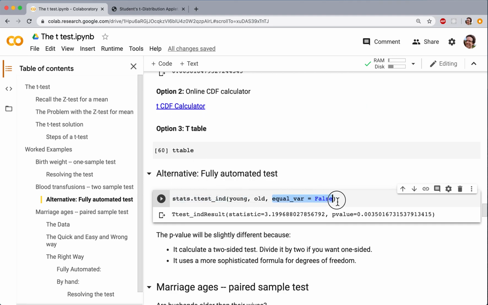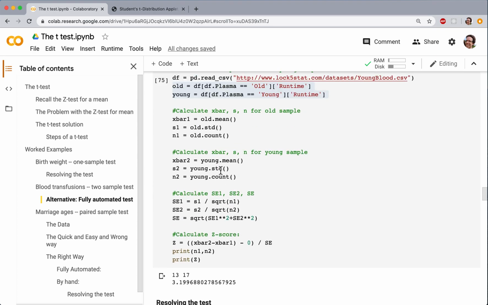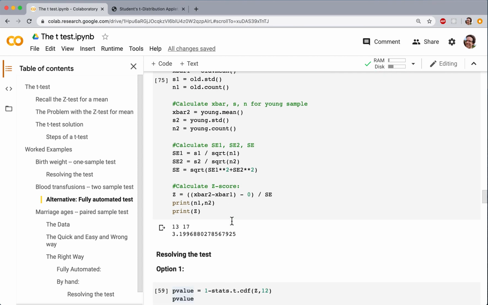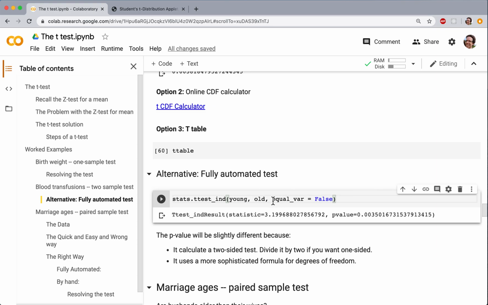And I'm going to throw in this little option here, equal variance false. Basically what I'm saying here is I don't want the computer to assume that the standard deviation among the old mice and the standard deviation among the young mice would necessarily be the same in the null hypothesis. So here we go. We're going to run this thing, and we get a result.